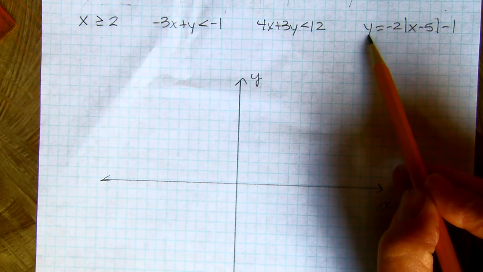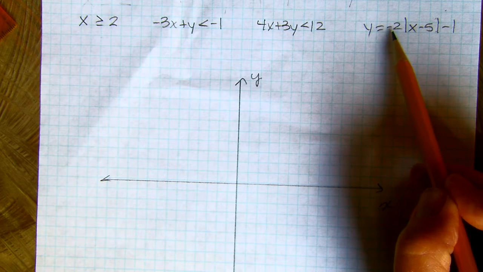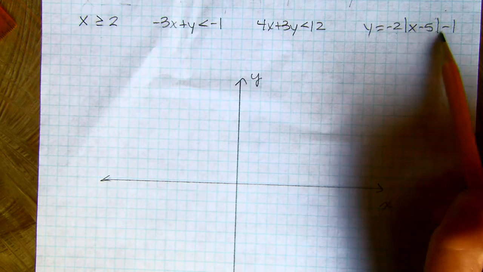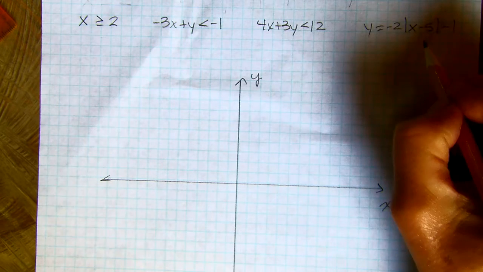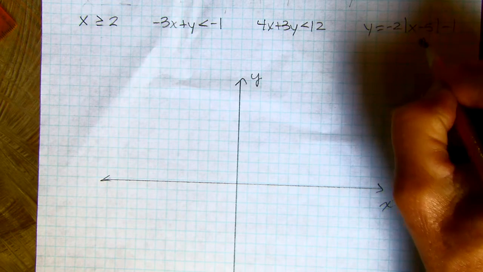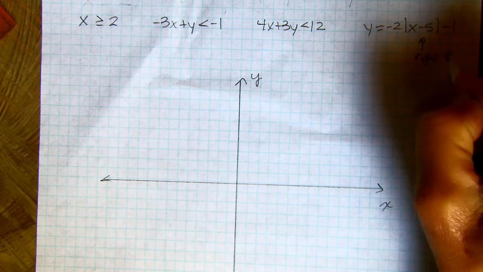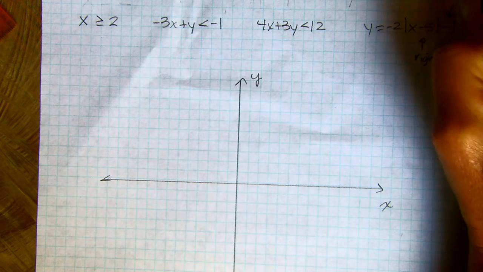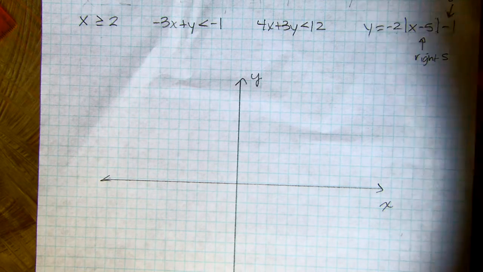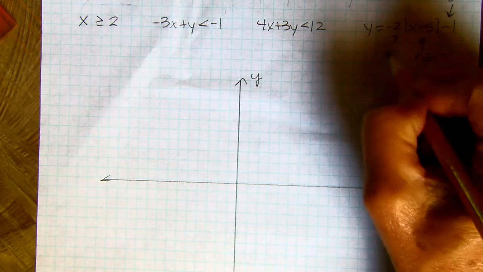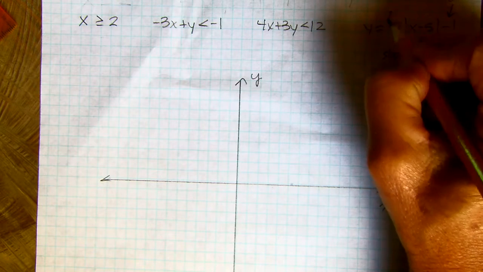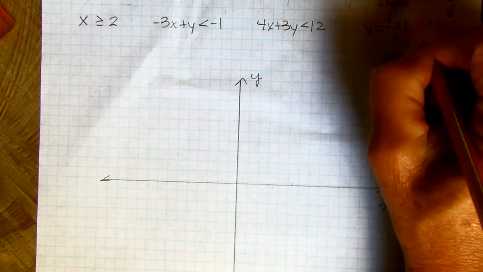So I'm going to graph y is less than or equal to -2 times the absolute value of x minus 5 minus 1. So again, this is going to be a shift to the right. This is going to be a shift down. And this is going to be my slope. And this is going to be flipped.